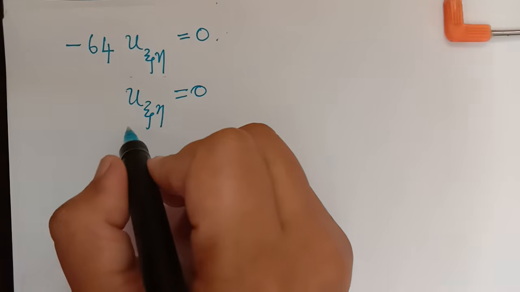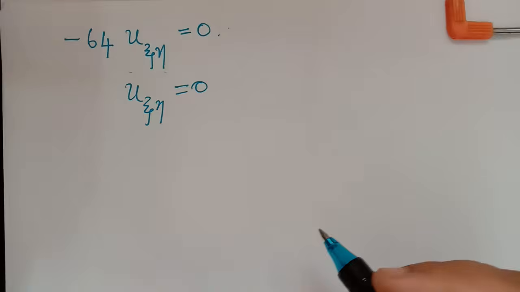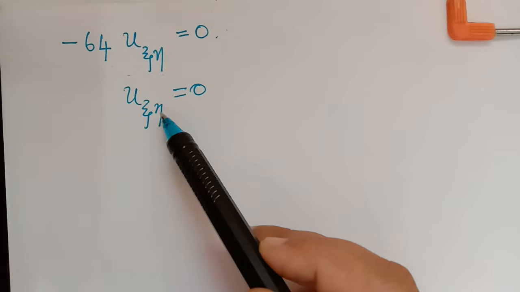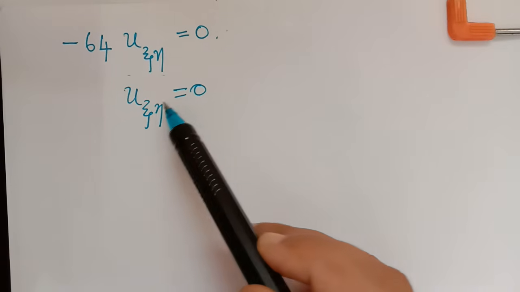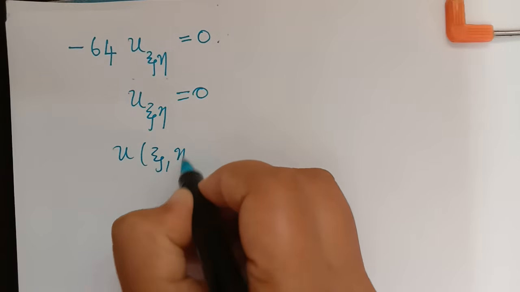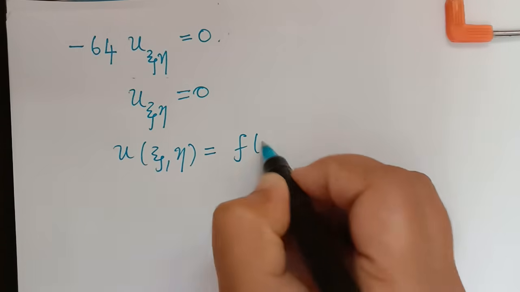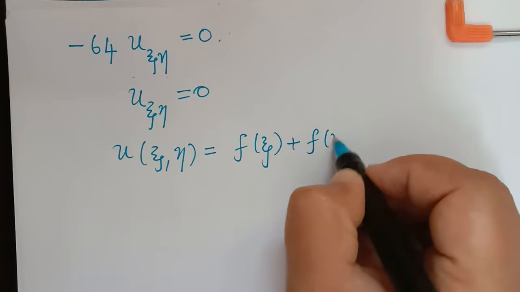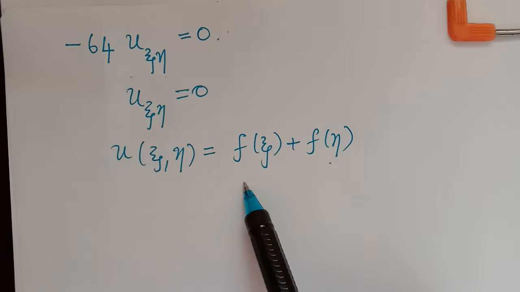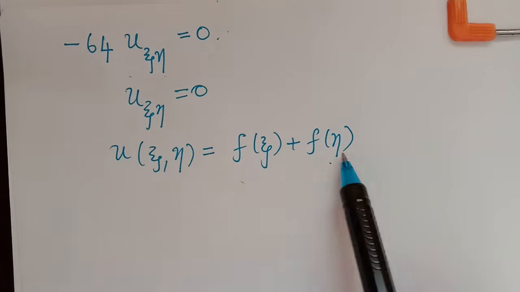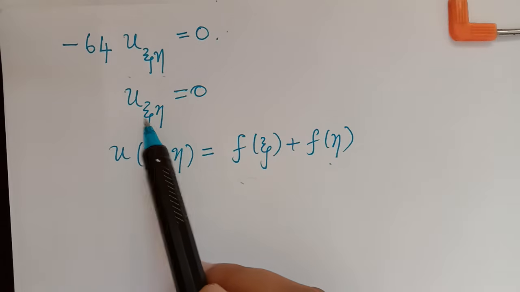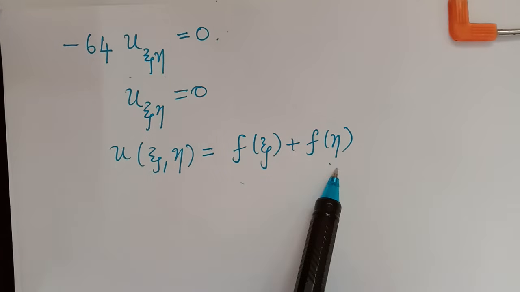Now actually, what does this mean? The function u, when differentiated first with respect to xi and then with respect to eta, is equal to 0, which means the function u, that is u of xi comma eta, will be a function of xi plus a function of eta. On partial differentiation of these two functions, first with respect to xi and after that with respect to eta, we get 0. So on integrating this with respect to eta and xi, we will be obtaining this.